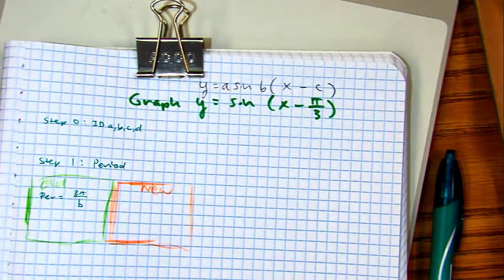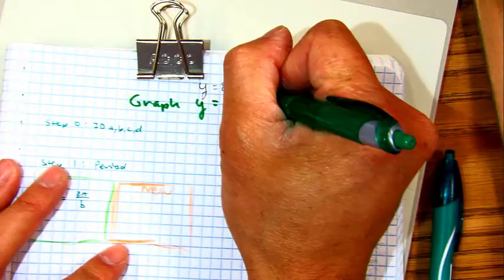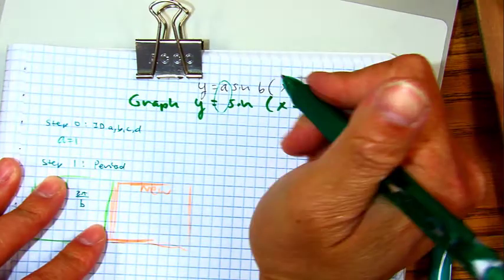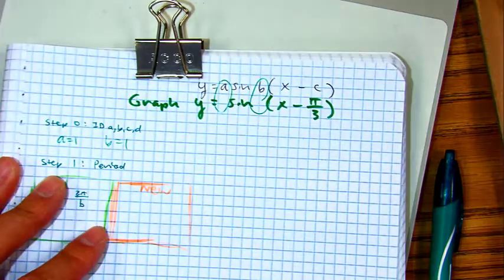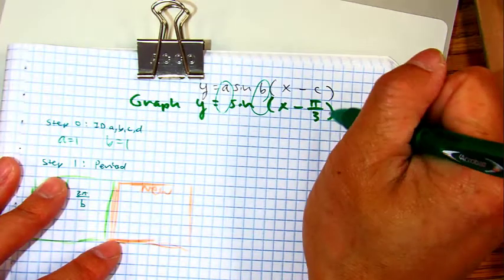Manny, what is your a value? A value is 1. Your b value? Yep. And your c value? I'm sorry?